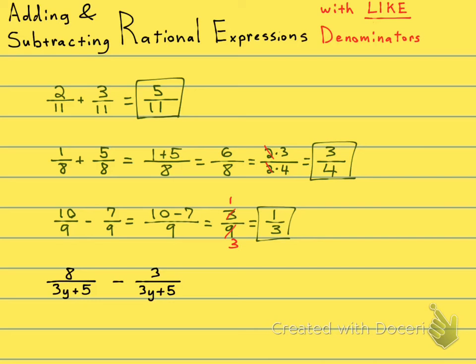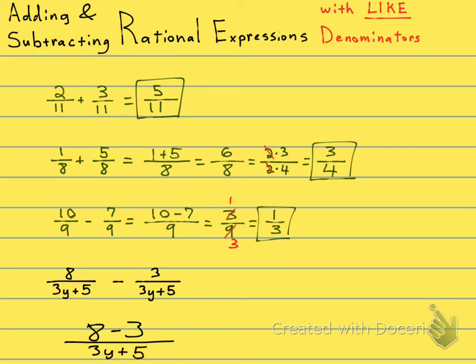Now let's look at adding and subtracting rational expressions. They're just big fractions. And you'll notice here that they have a common denominator. These are like fractions. So I'm going to rewrite this problem with a numerator of 8 minus 3. Now the denominator stays the same, 3y plus 5.